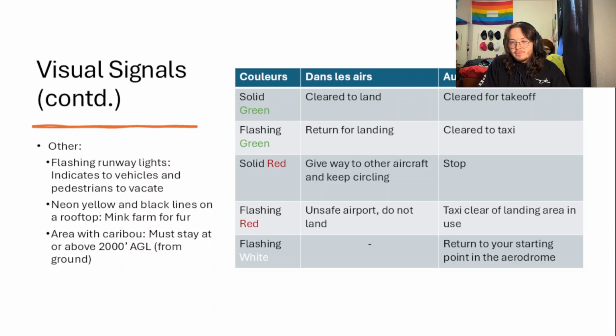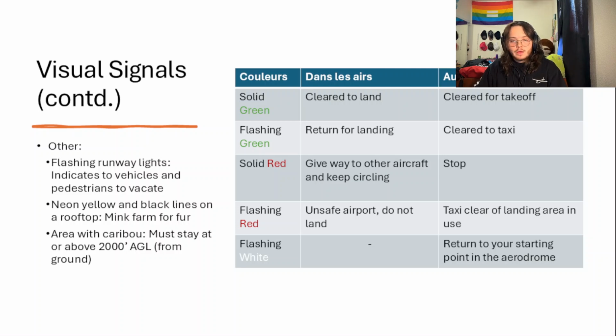In this case, we said flashing means get ready. Kind of same thing. Return for landing is get ready to land, and clear to taxi is like get ready to take off soon. Solid red would mean give way to other aircraft and keep circling. So don't land yet. Just keep flying, but you're going to land soon. And on the ground, that means just stop.